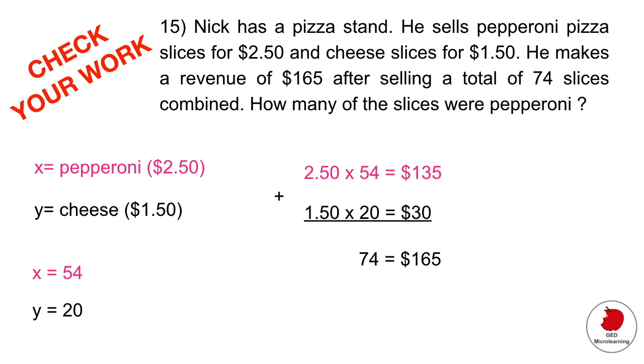If we multiply those 54 slices of pepperoni that he sold by the price of each slice, which was $2.50, that gives us $139. If we do the same thing for the cheese slices and multiply those 20 cheese slices by the price, $1.50, that gives us $30. And in total, that gives us $165, which we know was the total revenue.